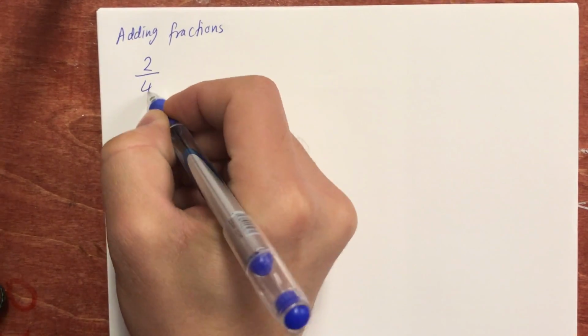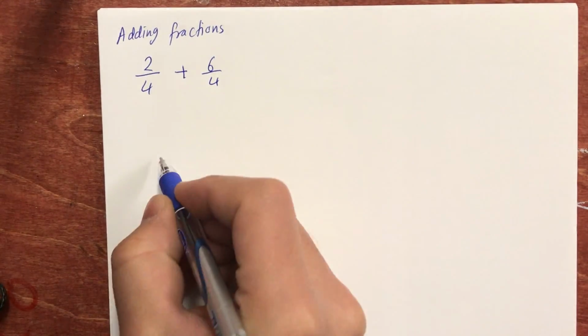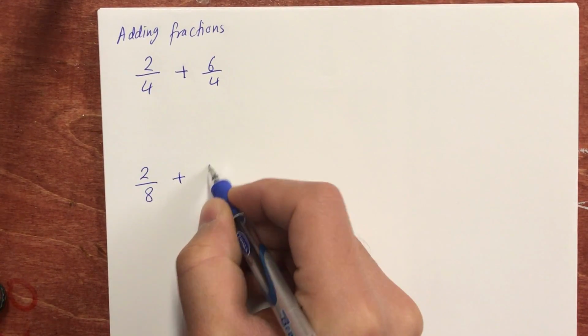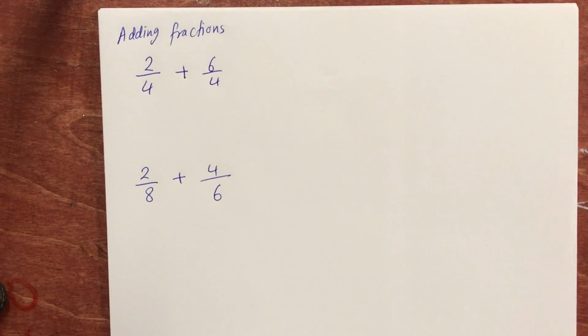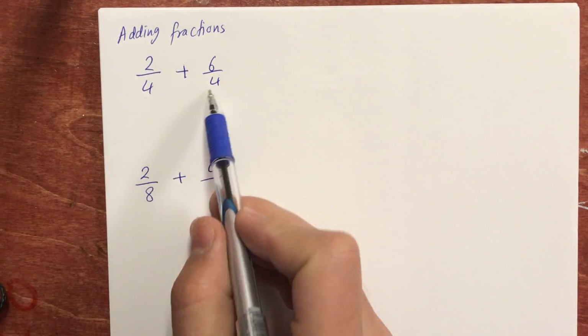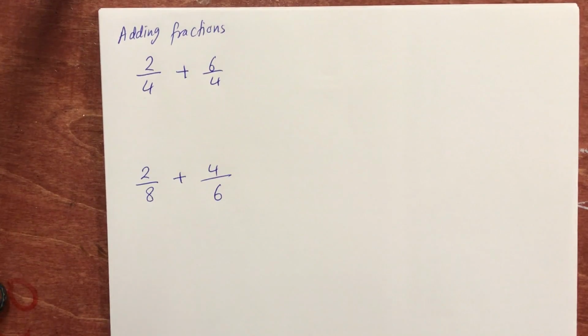We can have 2 out of 4 plus 6 out of 4. And we can have something like this, 2 out of 8 plus 4 out of 6. We're about to learn the two types. So the rule for adding fractions is that you have to have the same number on the denominator of both fractions. If you don't have them, we will learn how to have them.